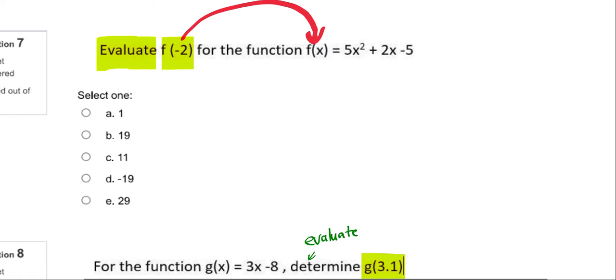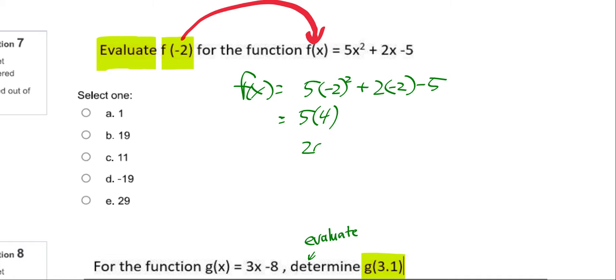Same deal, just put -2's in. So we have 5 times (-2) squared plus 2 times -2 minus 5. So everywhere there was an x, I put in a -2. So 5 times (-2) squared, anything negative that gets squared becomes positive, and 2 squared is 4. That's 5 times 4, which is 20. Start on my next line already.